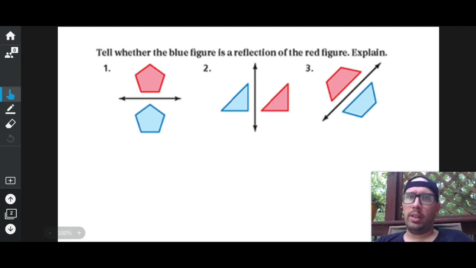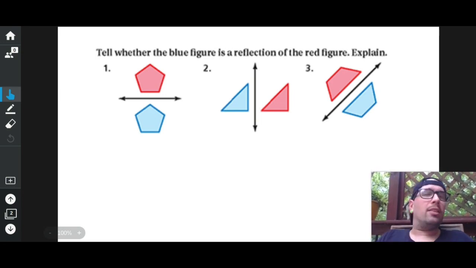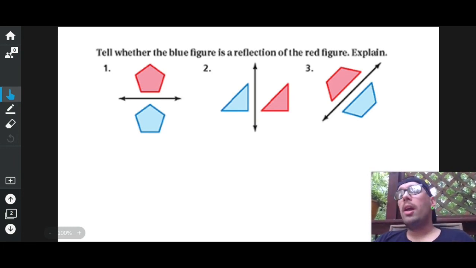Everything's all backwardsy. If I were to wear a cool t-shirt that said "cats are the best," in the mirror it would look like "best the are cats." Anyway, what I have to do is look at these figures right here and determine if I have a reflection, yes or no.